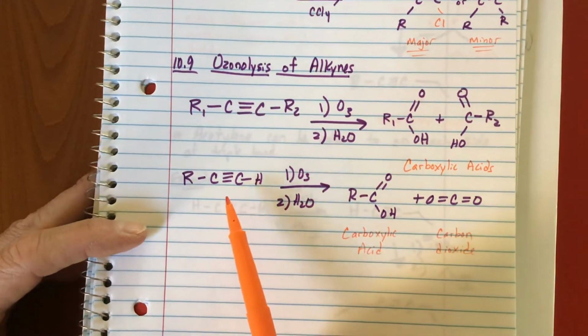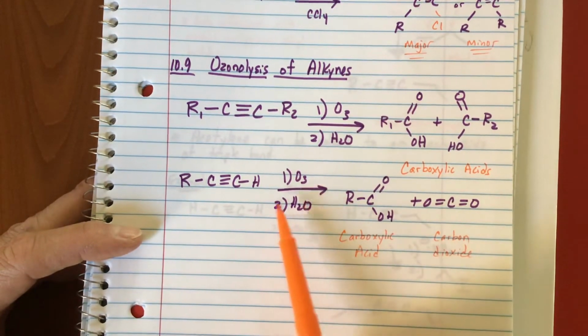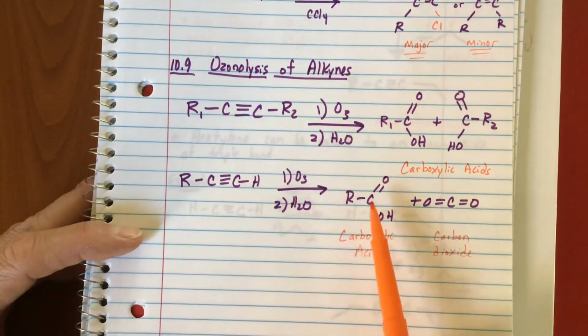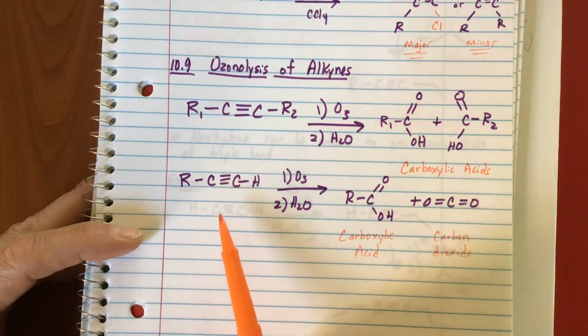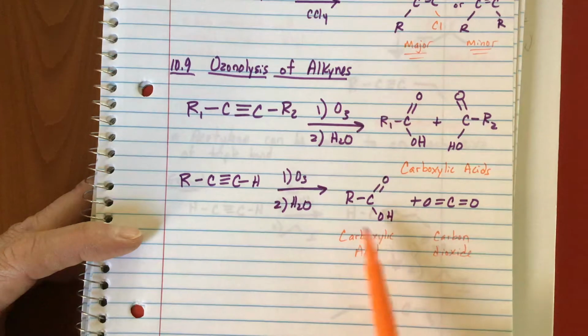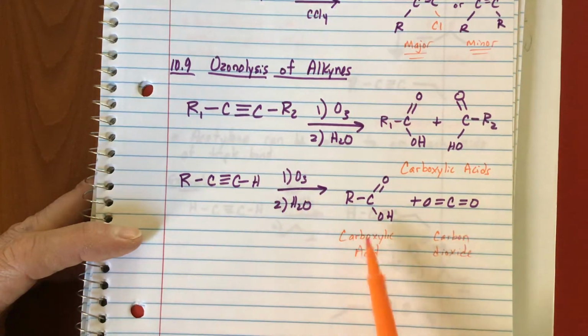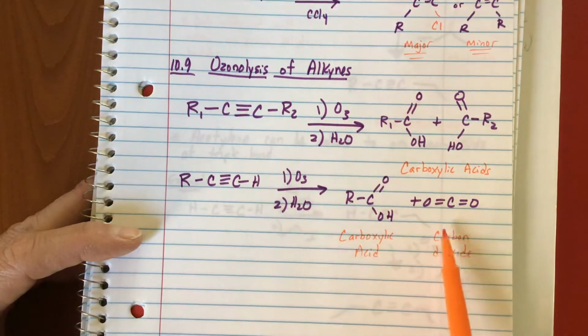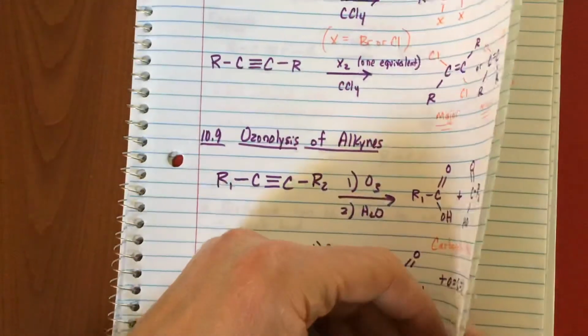If your alkyne is terminal, as it is in this one, and you use ozone and water, you're going to form one carboxylic acid, and then carbon dioxide will be your other product. So we're going to cleave the triple bond, and again, the carbon that has the alkyl group on it will turn into the carboxylic acid carbon, and then the carbon with just the hydrogen will be the carbon dioxide. That was 10.9, and that was short.